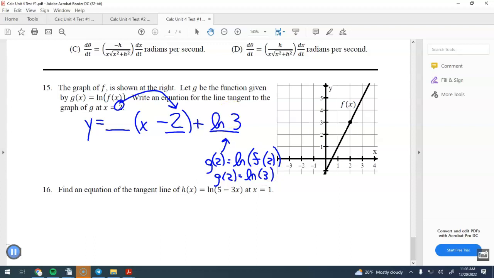Okay? You can see what I'm doing on the left. And then over here, I need g prime of 2. So first I've got to find g prime of x. To do this, I've got to use a little bit of chain rule here. So what's the outside function of the big guy?